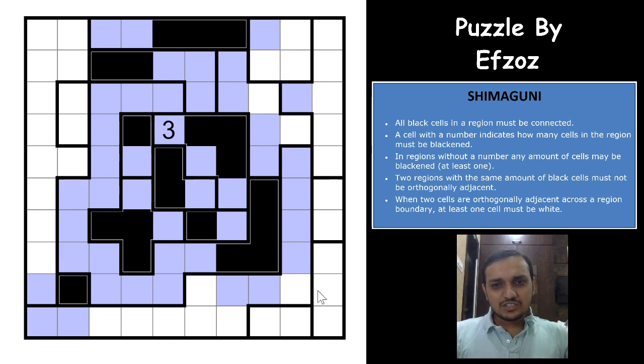And this cell would have to be unshaded, this cell would have to be unshaded. You cannot have 1 shaded cell in this region. Superb. This is unshaded.